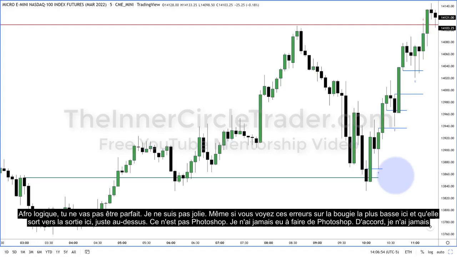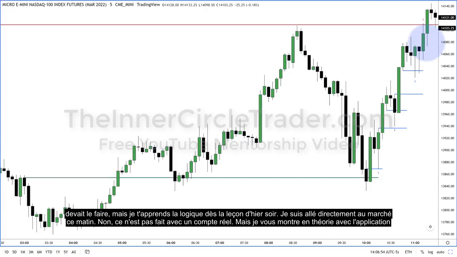You're not going to be perfect. I'm not perfect. Even though you see these arrows on the lowest candle here and it goes out to the exit here, right above that, this is not photoshopped. I've never had to do a Photoshop. Okay, I've never had to do that. But I'm teaching you the logic right out of last night's lesson.